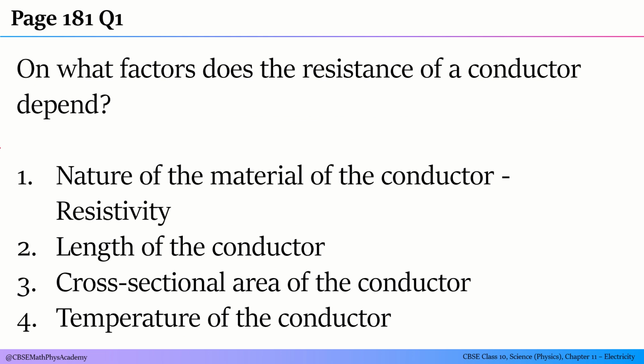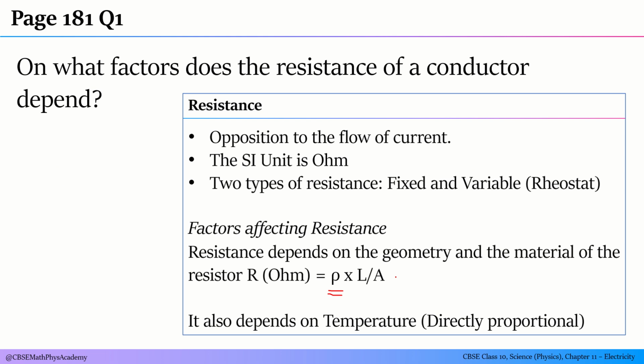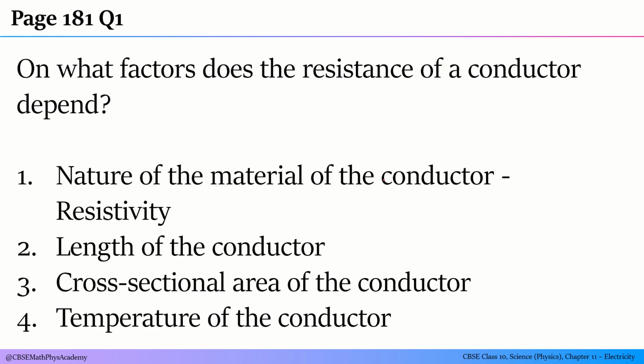So your answer will go like this. The first thing is the nature of the material. We'll follow the same order: rho L by A. Nature of the material of the conductor, that is the resistivity, the property of resistivity, that is rho. Then the length of the conductor, L: 1 meter, 2 meter, 10 meter, whatever. Then the cross-sectional area of the conductor, A. All the three fit into your formula. The other external factor is the temperature of the conductor. So these are the four factors which determine the resistance of a conductor.